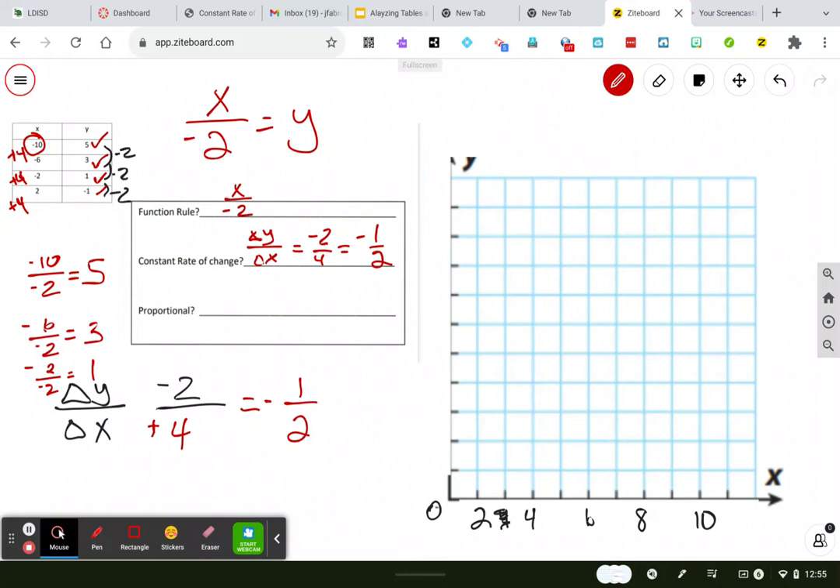That's why you have to know your multiplication facts. I can't reteach you how to do that. You need to be able to visually see, how do I get from this number to that number?